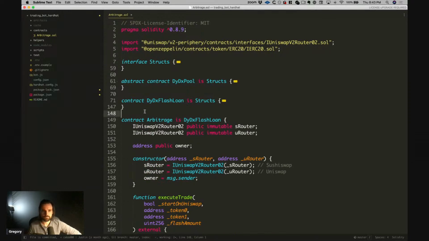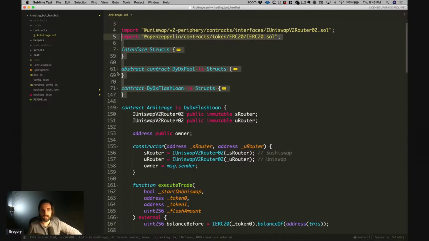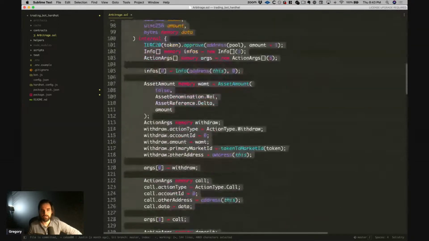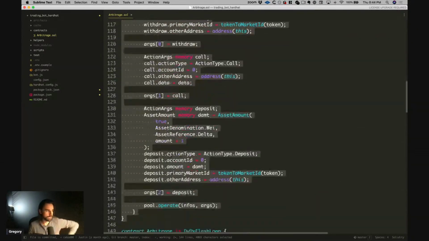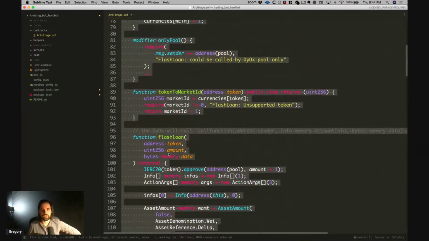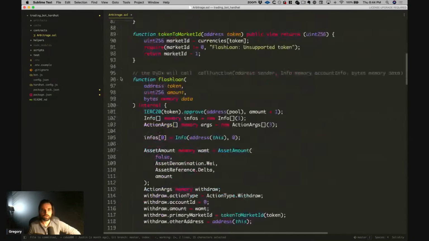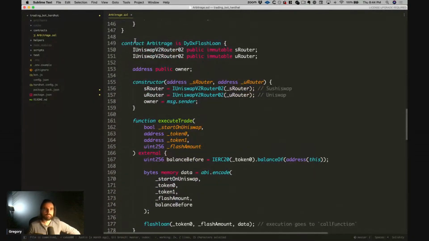You don't actually have to understand how all these pieces of code work. We're just going to plug into them. In fact, I don't even 100% understand everything inside the internals of this DYDX smart contract. I don't need to understand all of that in order to make it work. So let's go down to line 149. This is where the arbitrage smart contract works.